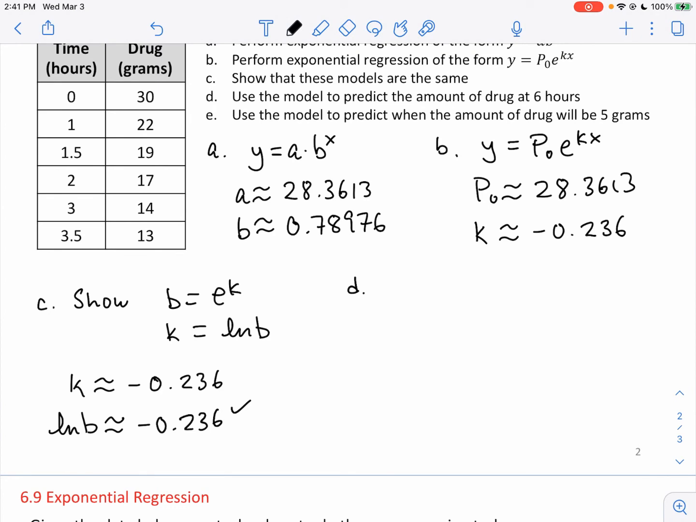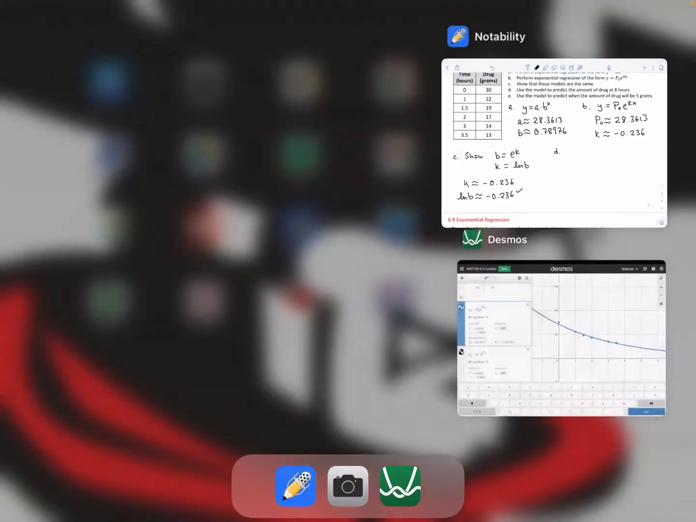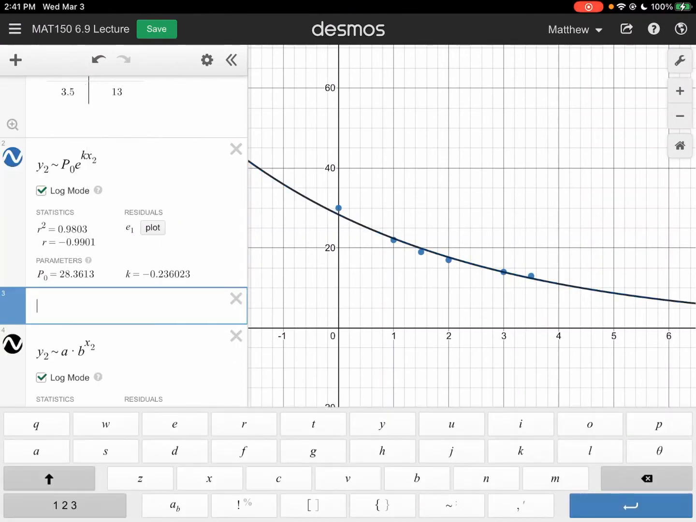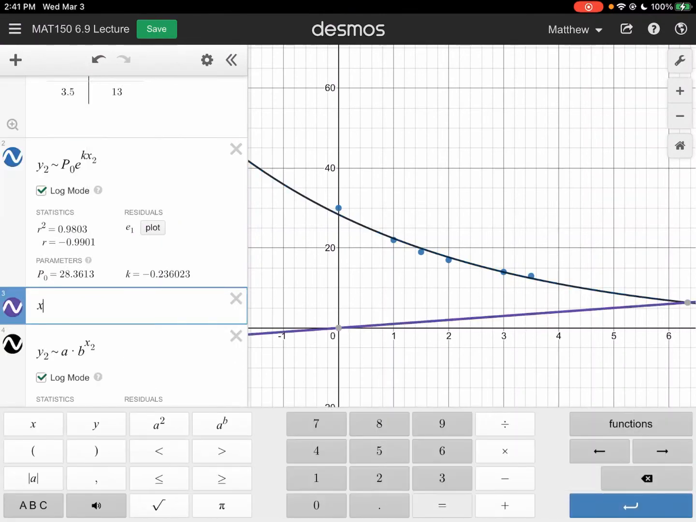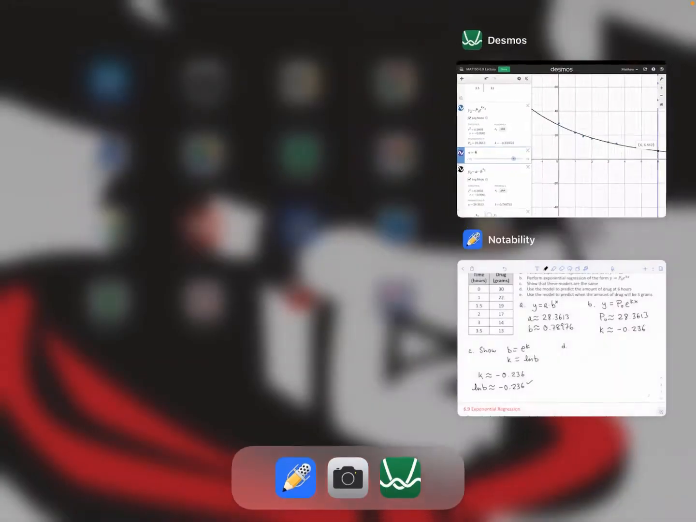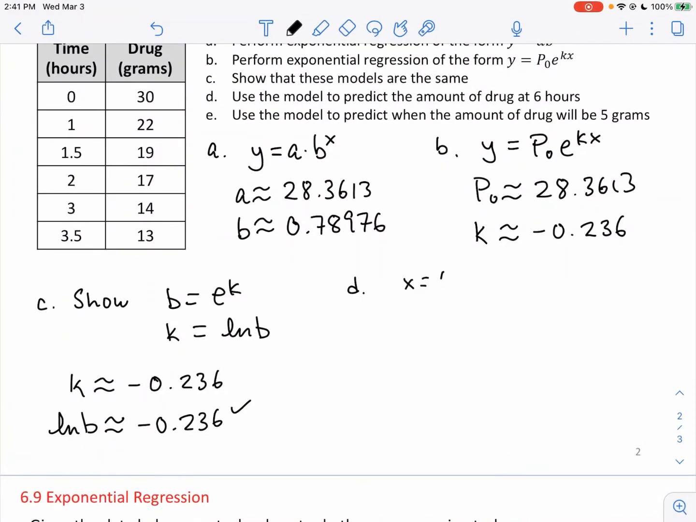And now let's do part D. Use the model to predict the amount of drug at 6 hours. So I'm going to add an expression, a vertical line, x equals 6. See where it intersects. When x is 6, y is about 6.882. So x is 6 hours, and y is about 6.882, and this was in grams of drug.